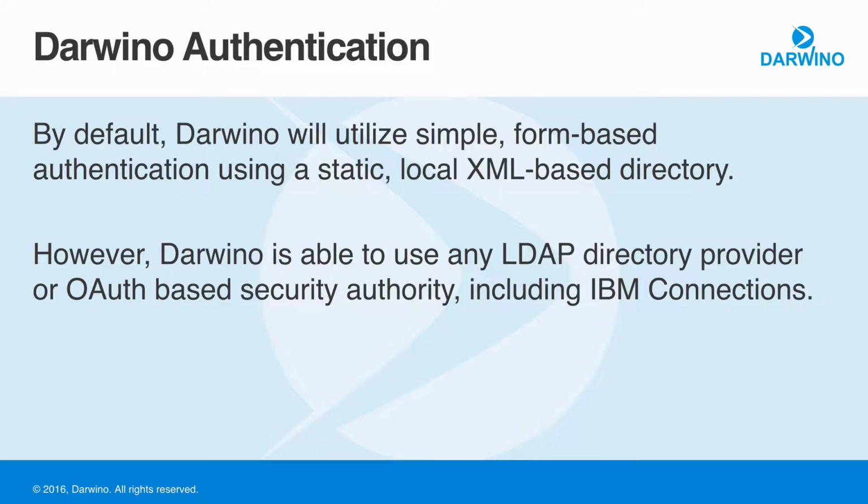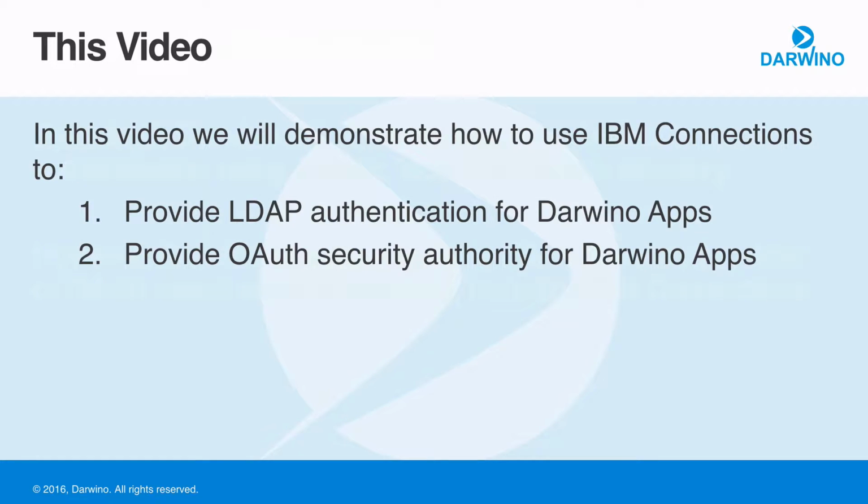In this video, we will demonstrate how to use IBM Connections as an LDAP authentication source for a Darwino application, and how to configure IBM Connections to be an OAuth single sign-on source for Darwino application authentication, even when the Darwino application is not hosted on the same server as IBM Connections.